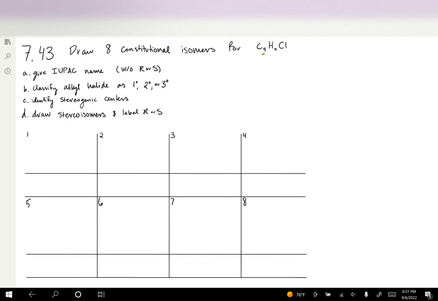So we know everything is going to have 5 carbons, and the ratio of carbons to hydrogens means that we are not going to have any rings, nor any double bonds. Everything is going to be single chain, normal alkane. So I'm going to start in here and draw the simplest version first, just linear pentane, and then I'm going to put a chlorine off the end.